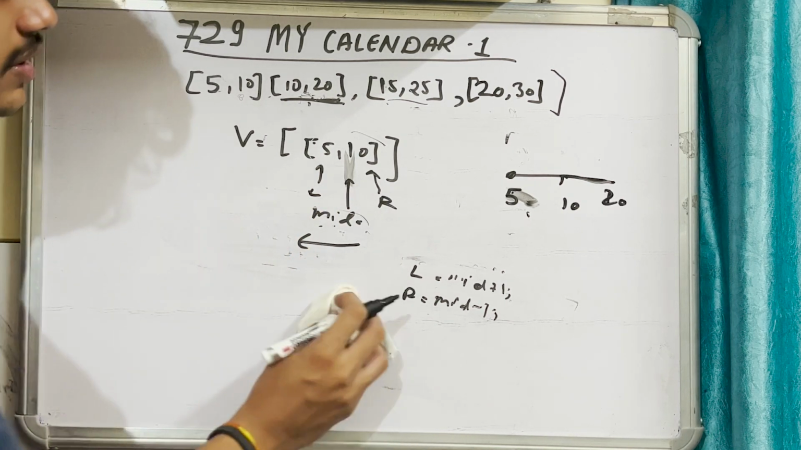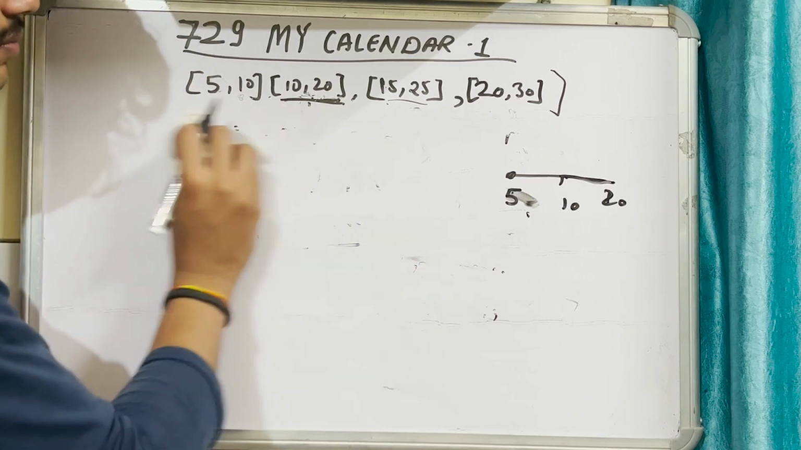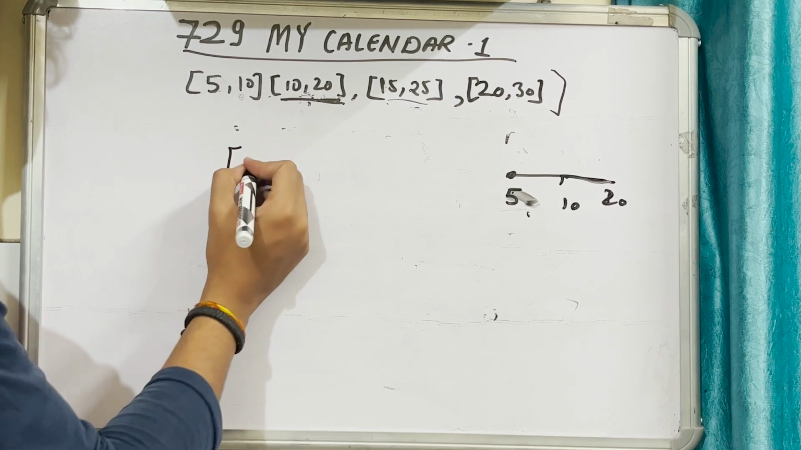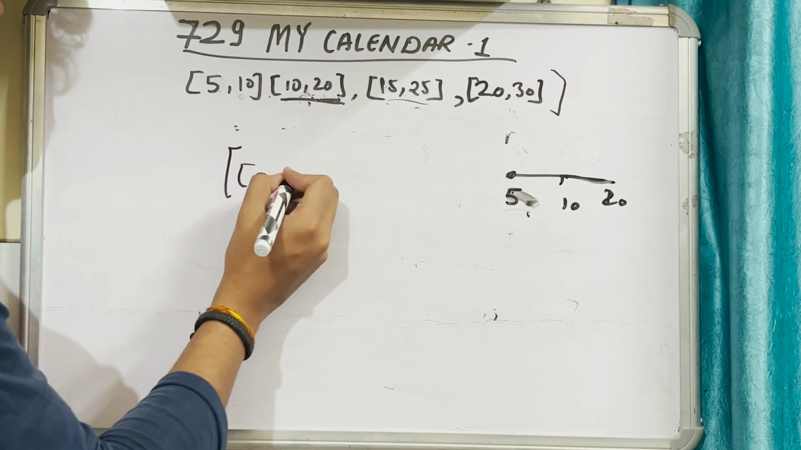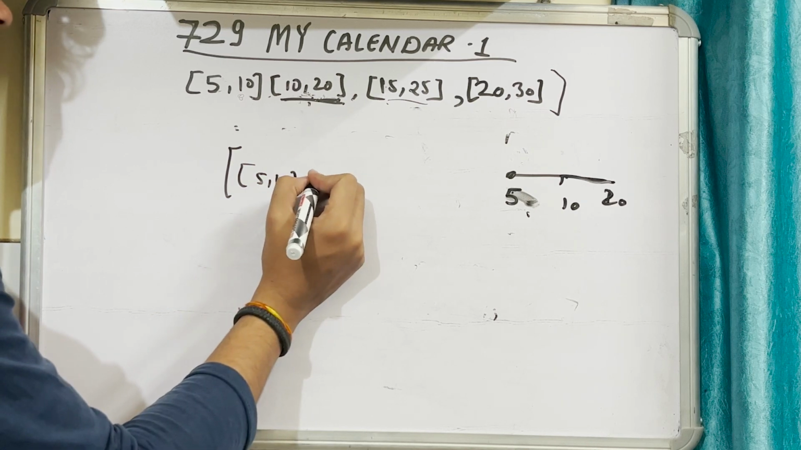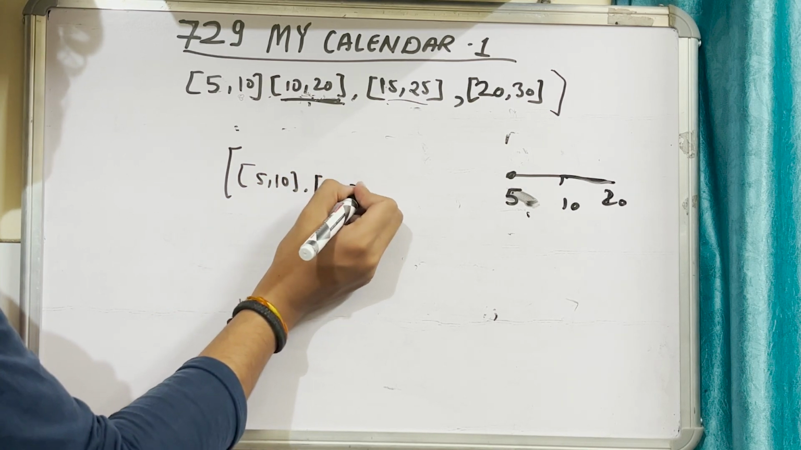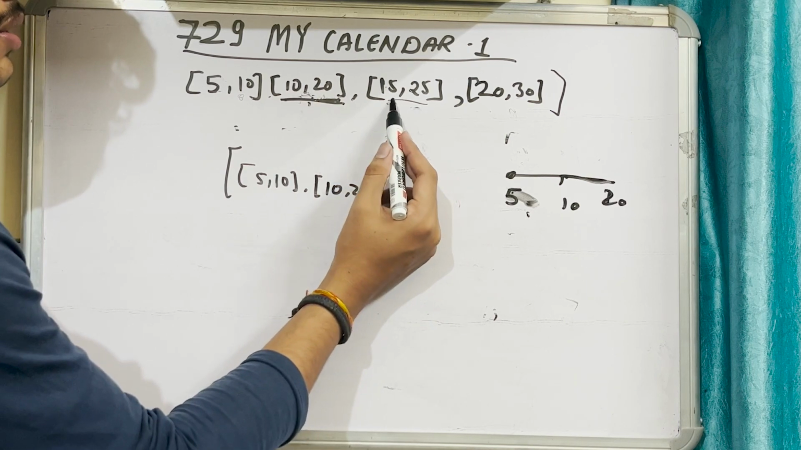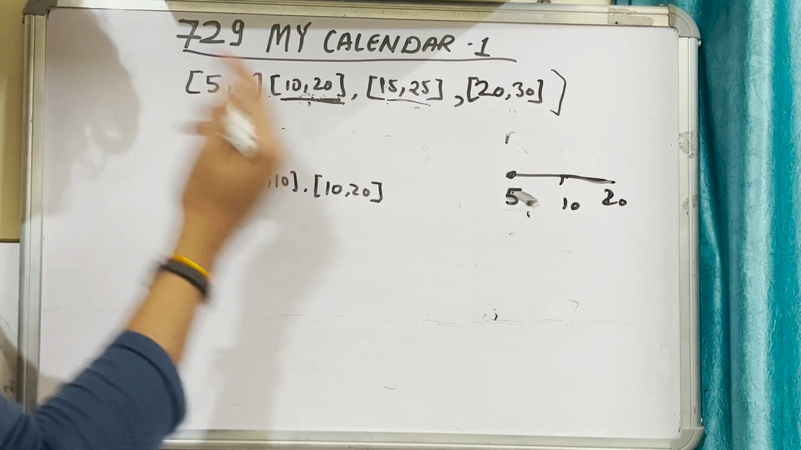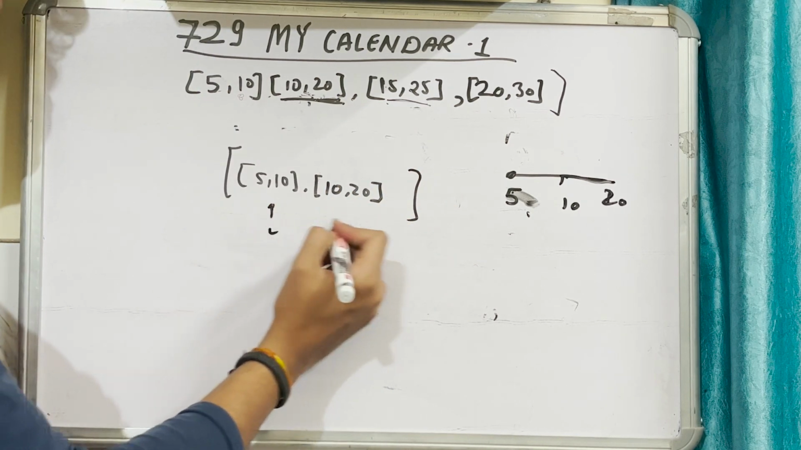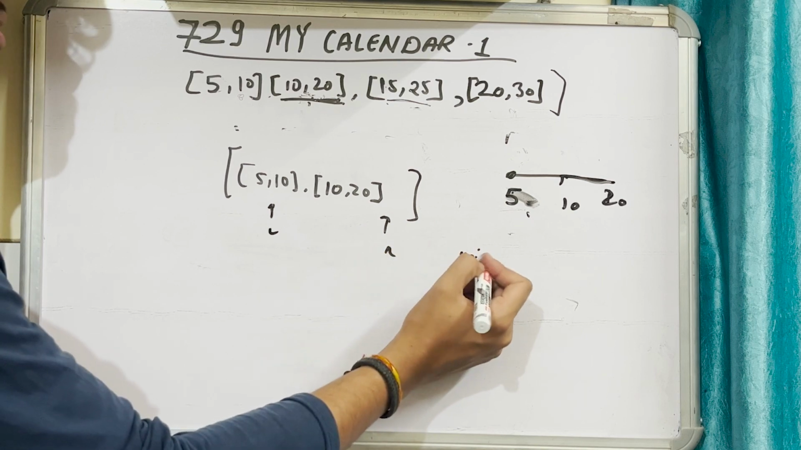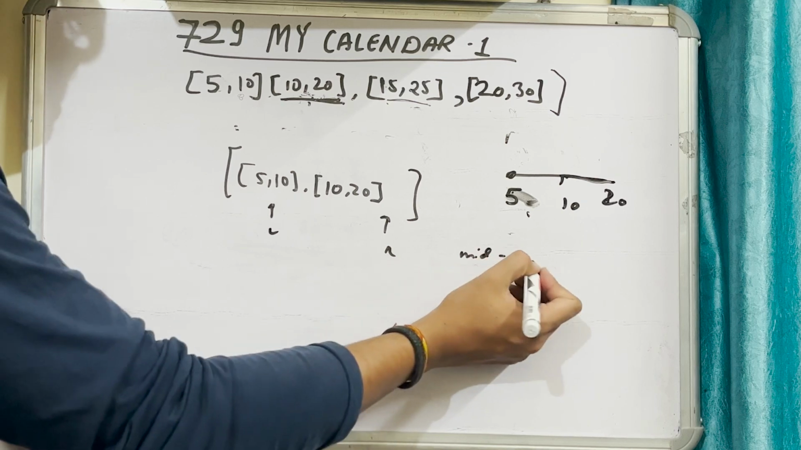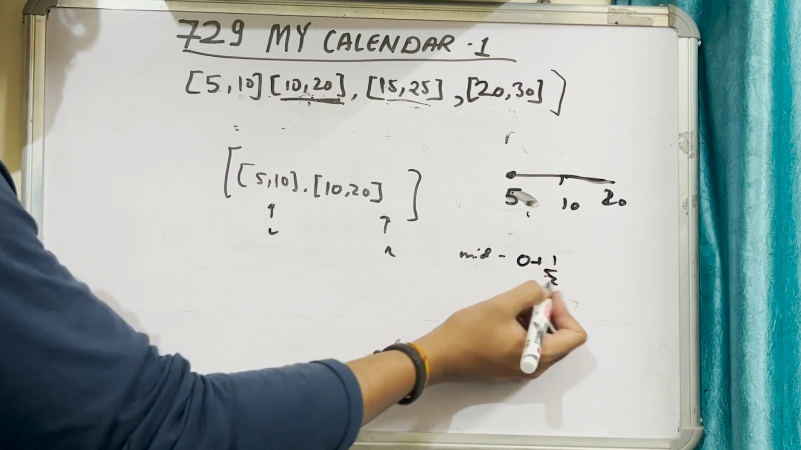For example, if I say these two intervals you will be having, so you are going to insert this interval. Left will be here, right will be here. Mid is equal to left plus right minus left by 2, which will be 0 plus 1 minus 0 and 1 by 2, which will be 0.